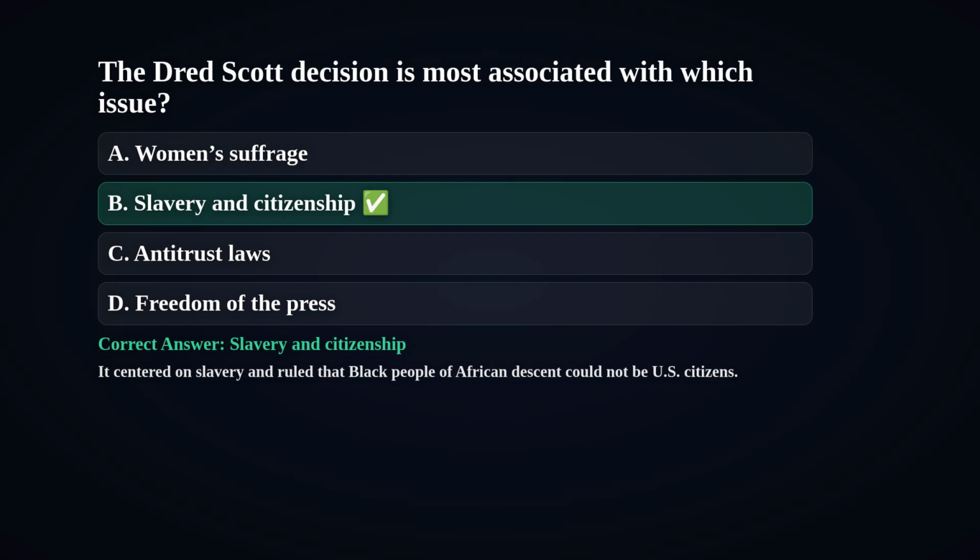The correct answer is B. Slavery and citizenship. The Dred Scott decision ruled that black people of African descent could not be citizens, and it intensified tensions leading toward the Civil War.